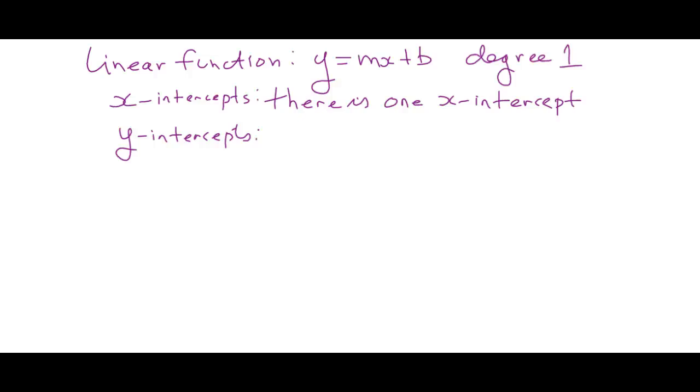Oh my God. One. Thank you. Say it out loud, Sam. You got to save me here. How many? There is one y-intercept, right? And what is it? It's b. I'm not even asking anymore. Just tell me. Okay. There's one y-intercept. It's the value of b.